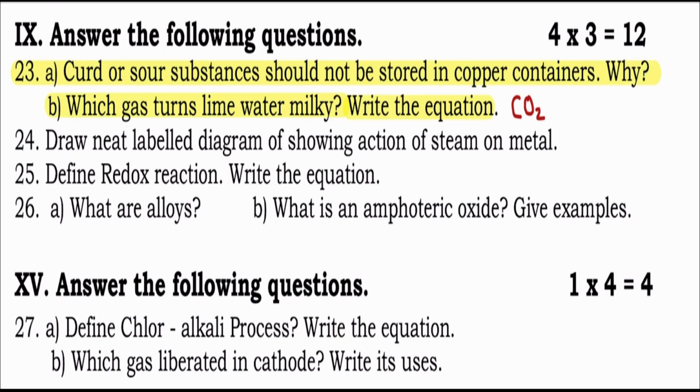Next question. Draw a neat labeled diagram showing action of steam on metal. You draw this diagram. I will go to the next question. Define redox reactions. Write the equation. A reaction in which oxidation and reduction take place simultaneously is known as a redox reaction. And the equation is Zn plus CuSO4 gives rise to ZnSO4 plus Cu. See, this is the fourth option from here.